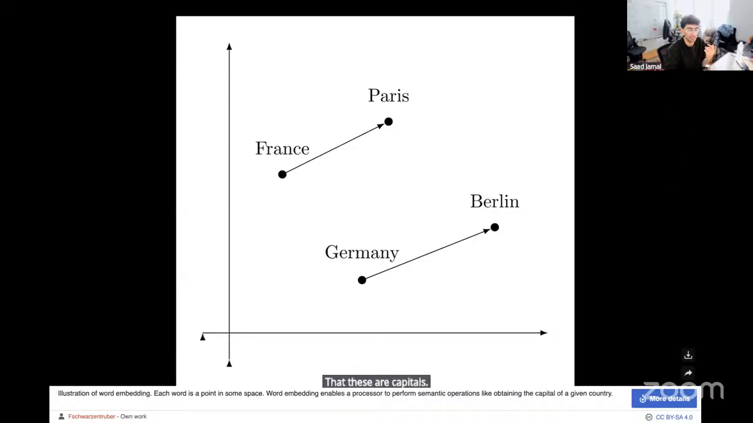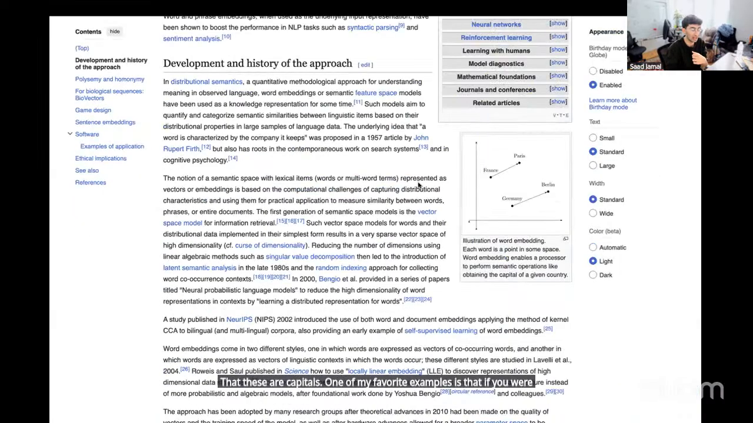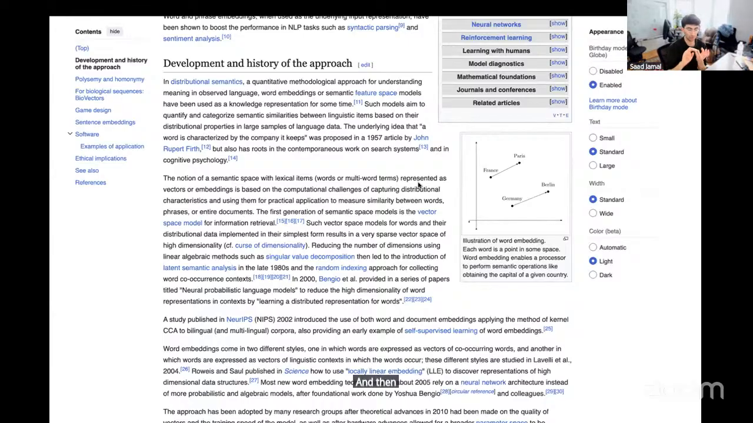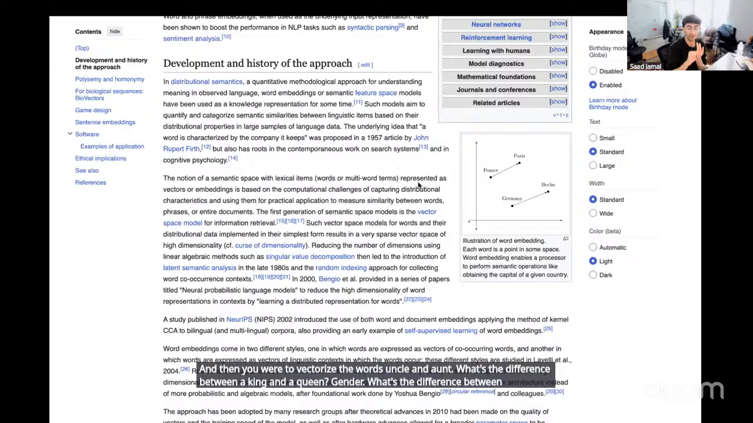One of my favorite examples is that if you were to use ChatGPT and you were to vectorize the word king, vectorize the word queen, and then you were to vectorize the words uncle and aunt. What's the difference between a king and a queen? Gender. What's the difference between uncle and aunt? Gender, right? So if you were to subtract these word pairs, you would see their vectors are exactly the same.